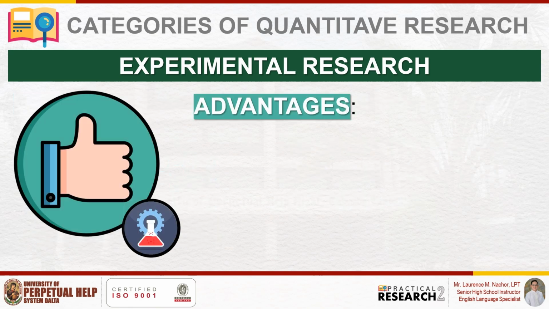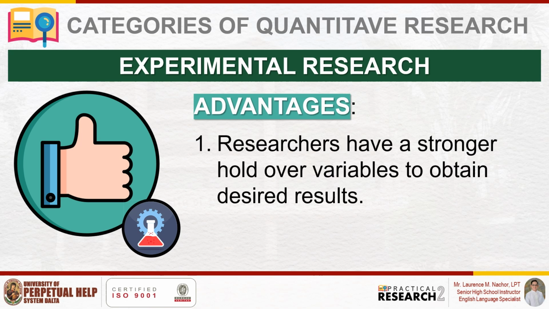So we come now to the different advantages of experimental research. The first one is here. One key advantage of experimental research is that researchers have a stronger hold over variables. This means that the researcher has the ability to control, manipulate, and isolate variables to test specific hypotheses. Again, to control, manipulate, and isolate variables.